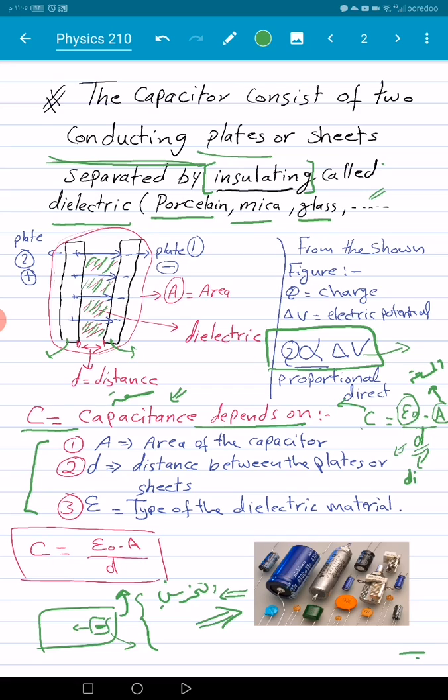مثال the very famous example, the cable for the satellites. Sometimes it's white, sometimes it's black, but normally it's black. هذا عبارة عن capacitors، فهو يقوم بعملية تخزين الطاقة من المصدر إلى الريسيفر.